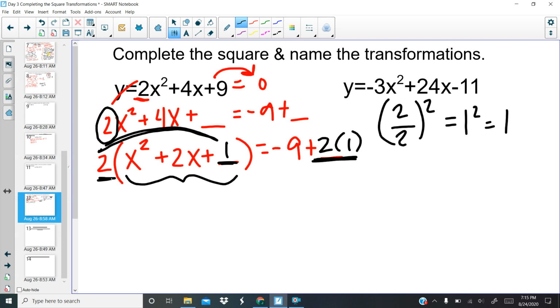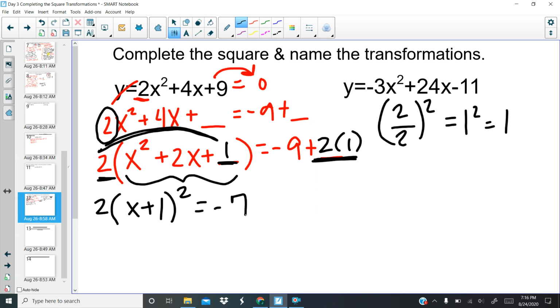So then you're still just going to factor what's in the parentheses. So it would be 2 times the x squared plus 2x plus 1, which is going to factor to x plus 1 squared, equals negative 9 plus 2 times 1. That's just going to be 2. So negative 9 plus 2 is going to be negative 7.